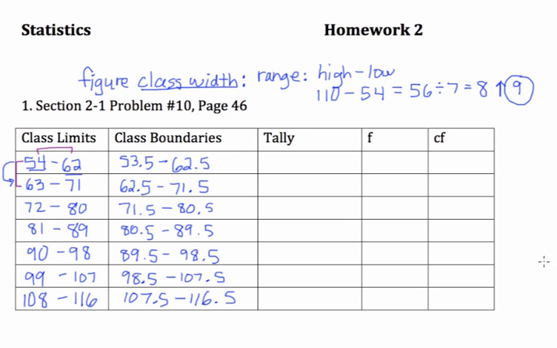I have filled in the rest of the class boundaries. The next step will be to tally your data. Just go through your data values in your book and place a tally mark in the blank where that class limit would be. When you're done tallying, count up the number of tally marks for your frequency. There are 7 data points in the first class, and so on.